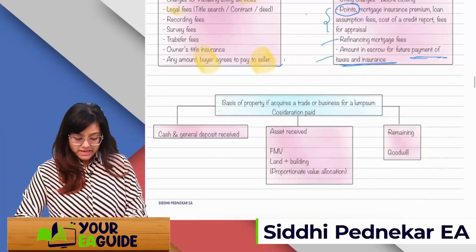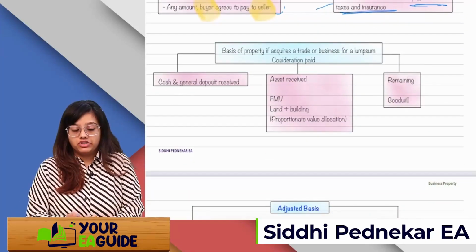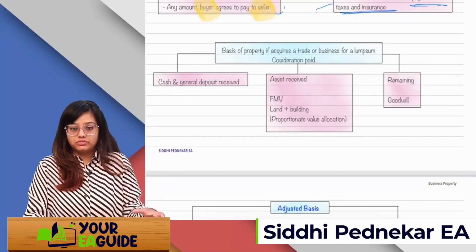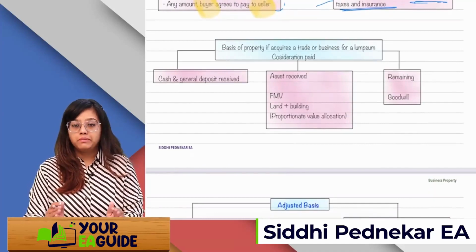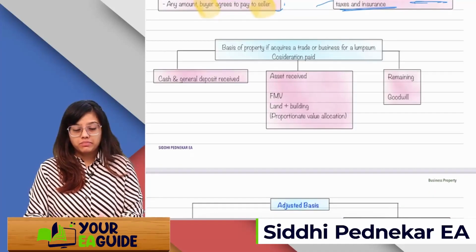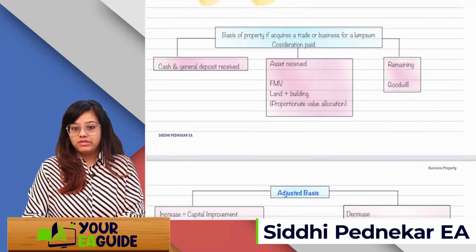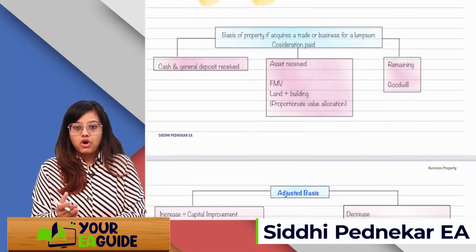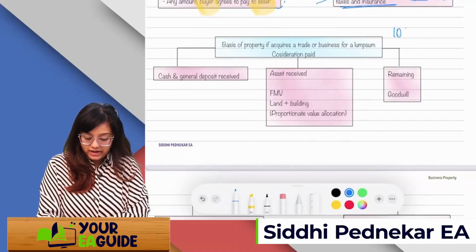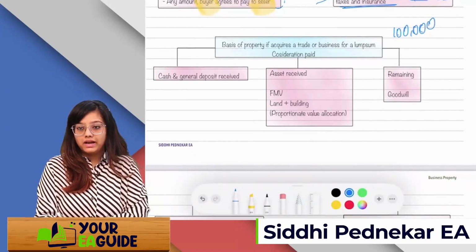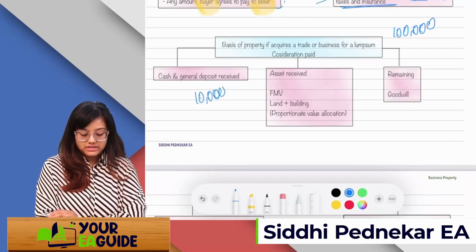Okay, next is basis of property if one acquires a trade or business for a lump sum consideration. When you are acquiring a whole business, you will divide the amount into three parts. First, whatever cash and general deposit you are receiving, just allocate it to cash. Say for example you have received 1 lakh, out of this 1 lakh, 10,000 is directly mentioned in your balance sheet as cash. So allocate the 10,000 as cash.